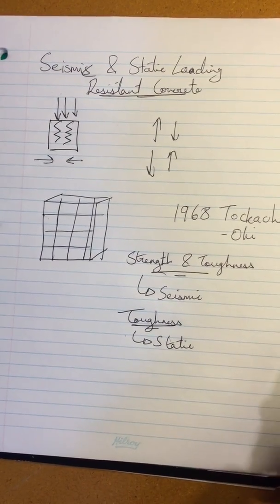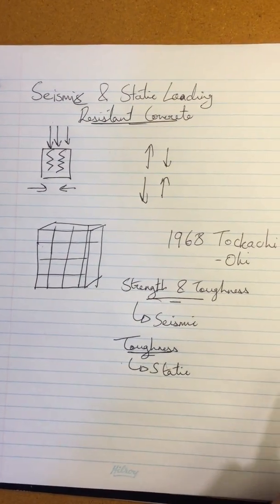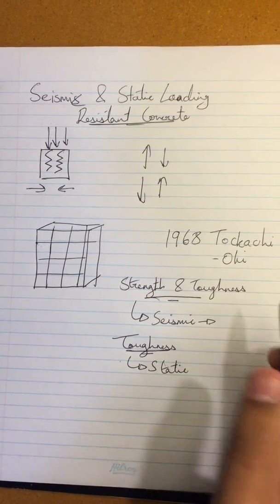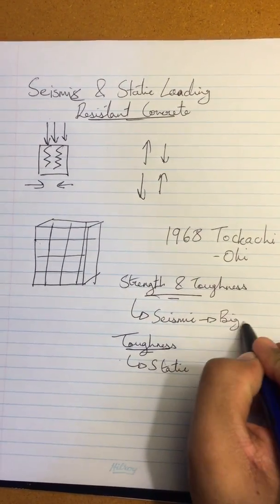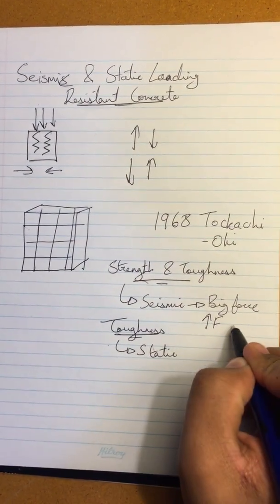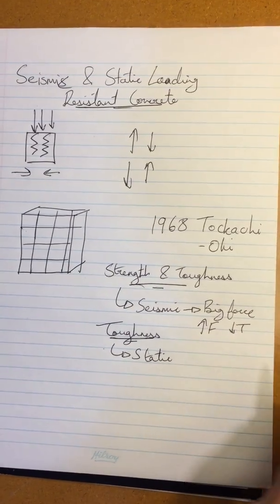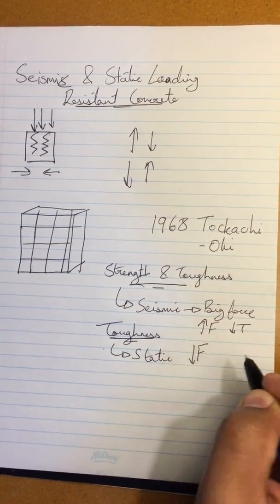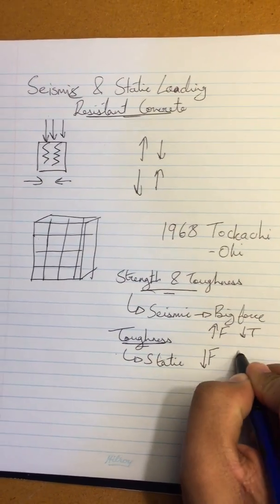Since they both have similar attributes, the only major difference between the two is that seismic hits with a big force for a shorter amount of time, whereas static hits with a smaller force, so to say, for a greater amount of time.